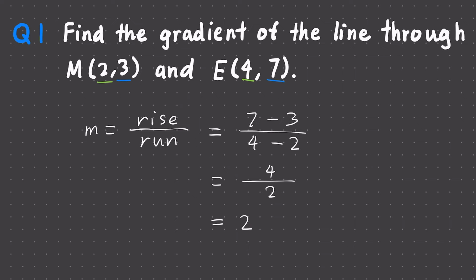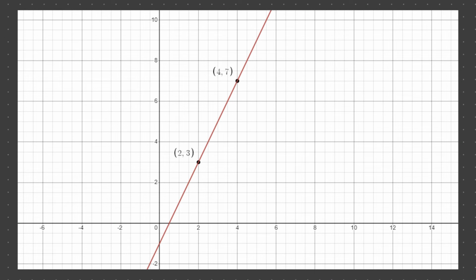And we can see that the line through M and E looks like this. And it does make sense because the line is fairly steep and it stays consistent with the fact that the gradient equals 2.